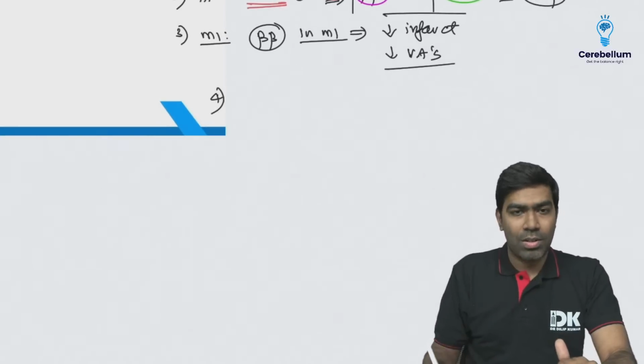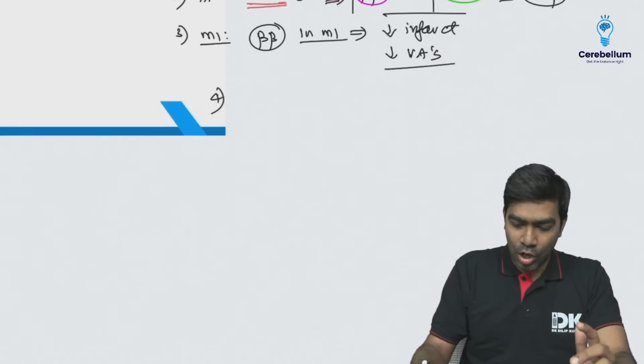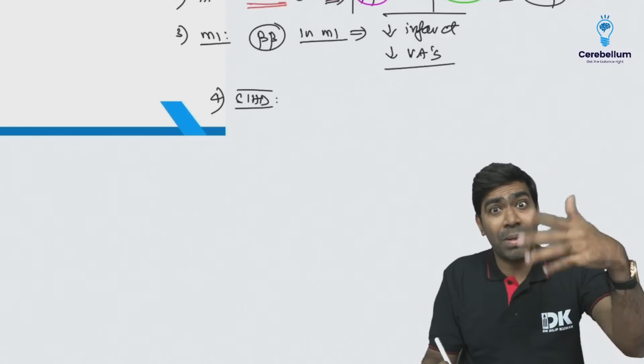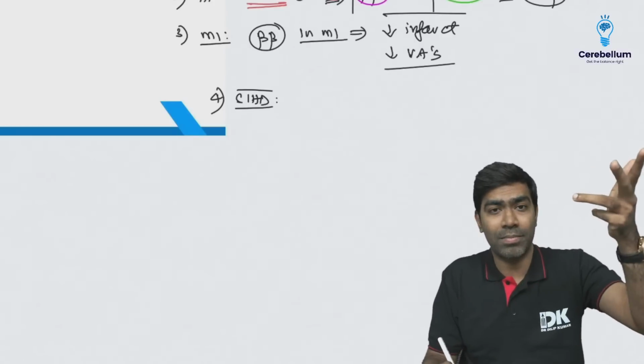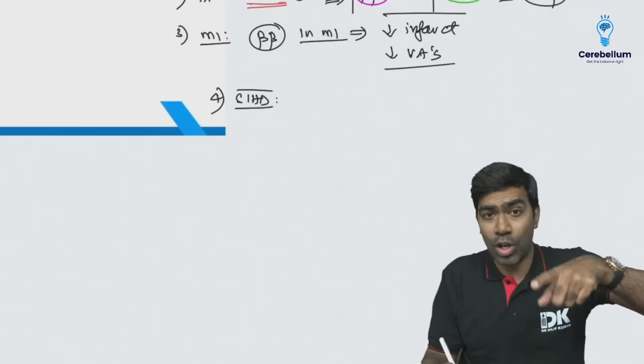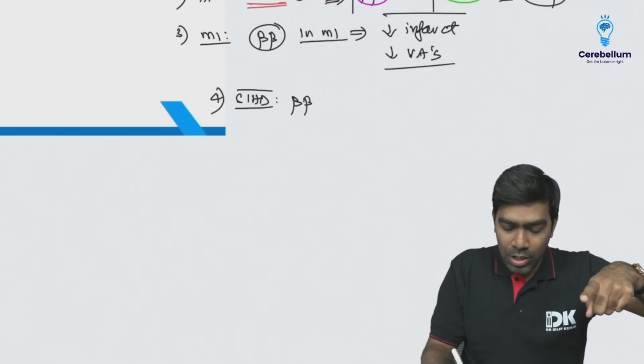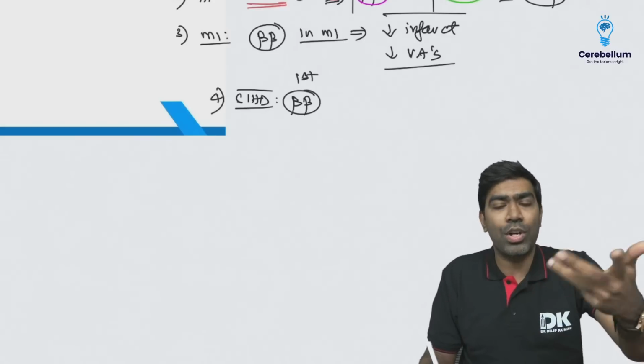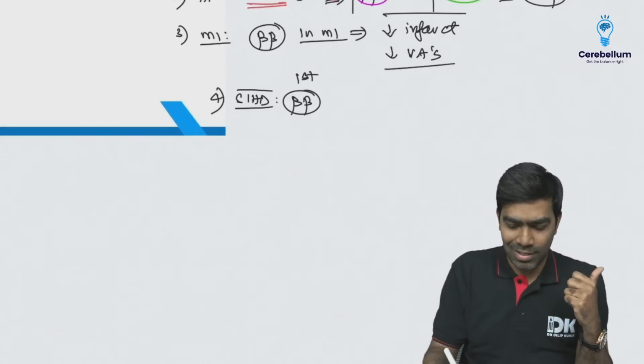Okay, number 4. What are you going to do if the patient is having chronic stable angina, that is stable ischemic heart disease, not acute MI? What are you going to use? Beta blockers are the first choice because they reduce angina also and they're going to help in hypertension also.